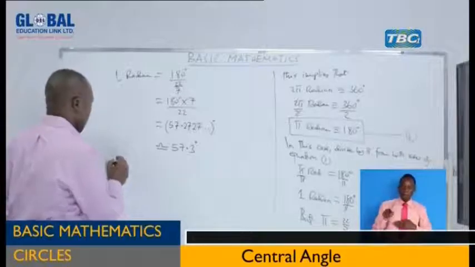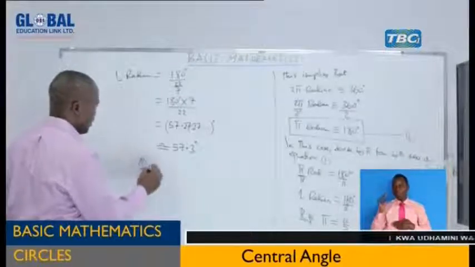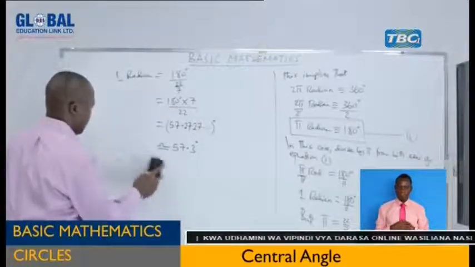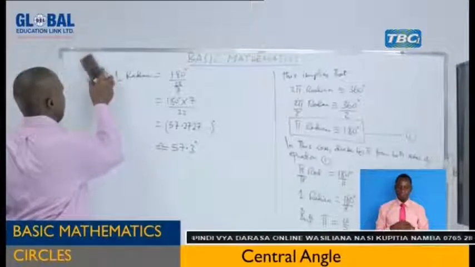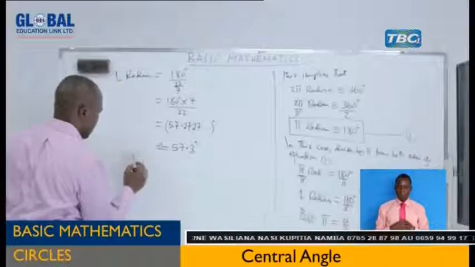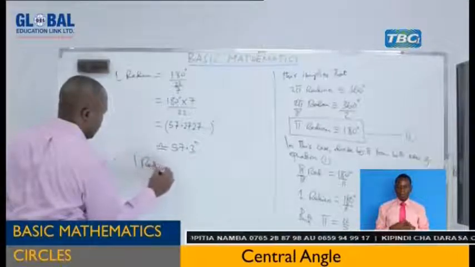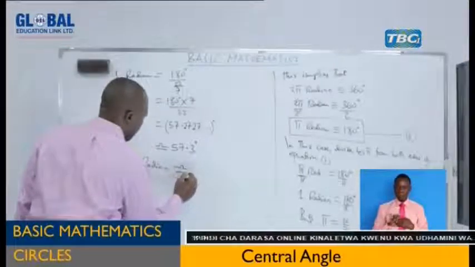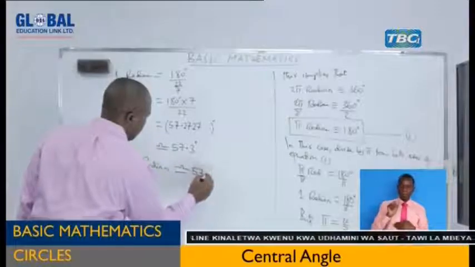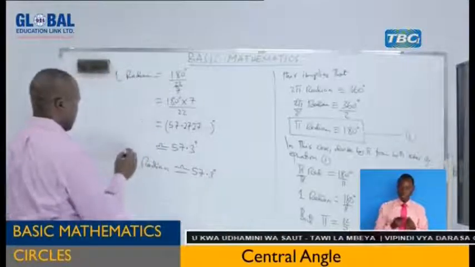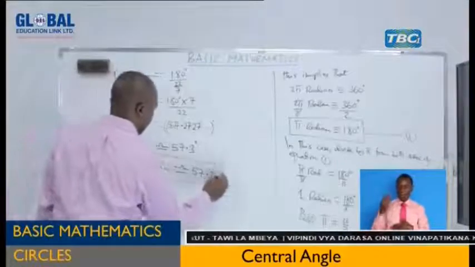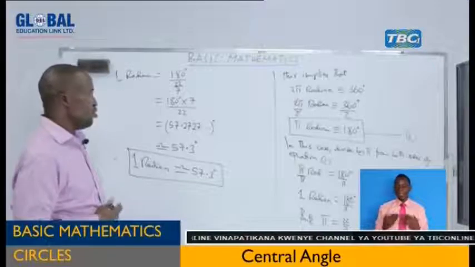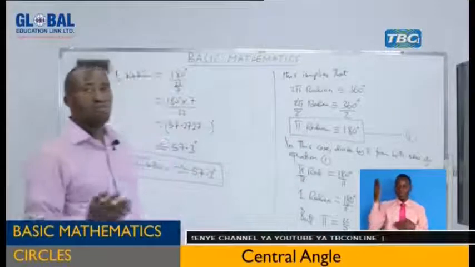So in this case, we conclude as follows: 1 radian is approximately equal to 57.3 degrees. So in our computation, we can use this relationship or that one, according to the nature of the question.